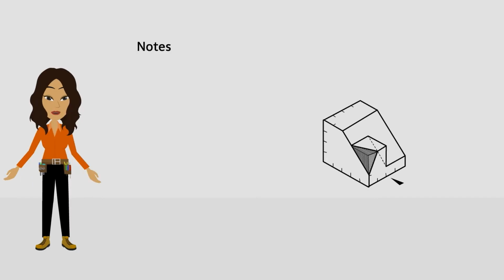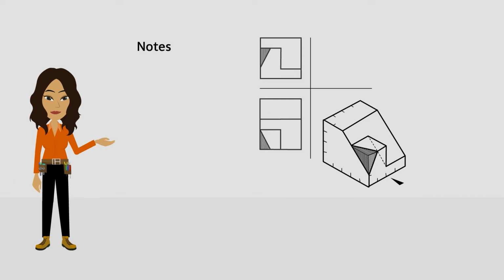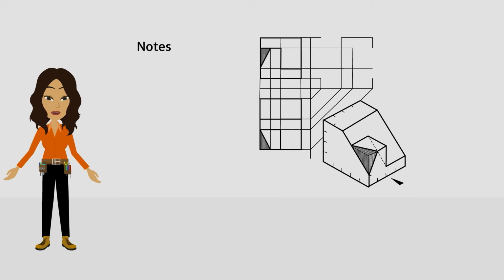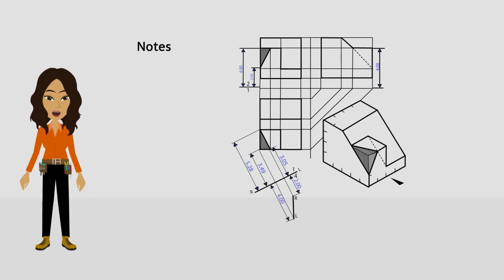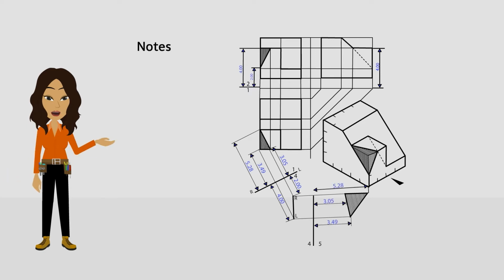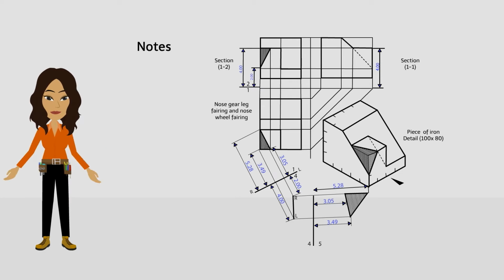Notes. Notes are exactly what the name implies. They provide additional information concerning a particular part of a drawing. There are some rules that have to be followed when using notes. They are: do not place notes on the drawing itself. Place them to the side. There should always be a leader line pointing to the part in question. Do not use too many notes on one drawing.